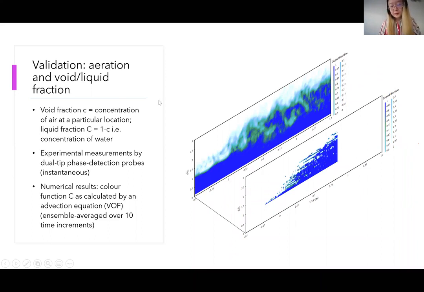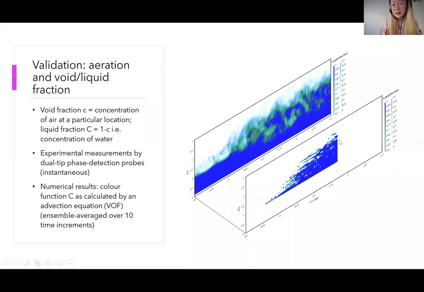And the void fraction is defined as the concentration of air in a particular location within the water flow. And liquid fraction, on the other hand, is the opposite, which can be calculated by 1 minus the void fraction, and it represents the amount of water in the flow. So experimentally, we measure it using the conductivity probes, but numerically, we can use the color function to represent the amount of water within the flow. So when it's 1, it's completely 100% water, and when it's 0, it's 100% air, and when it's in between, we can approximate it as 30% of air.